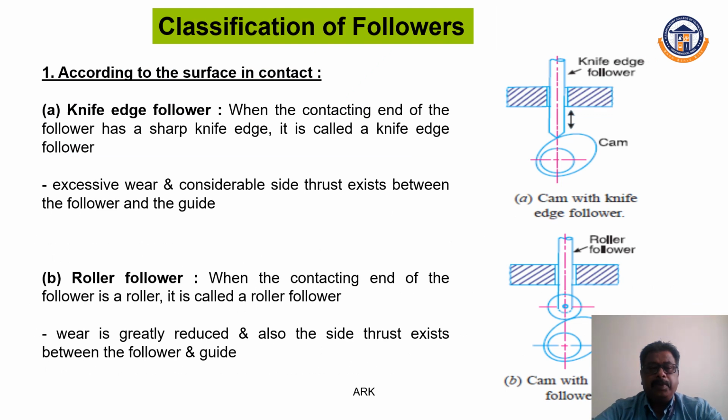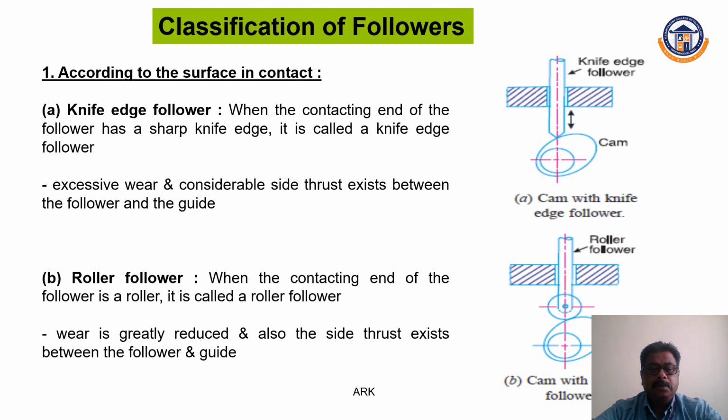The followers may be classified according to the surface of contact. Knife edge follower: when the contacting end of the follower has a sharp knife edge, it is called a knife edge follower. In a knife edge follower, we find excessive wear and considerable side thrust between the follower and the guide.